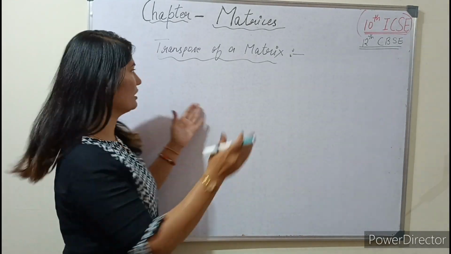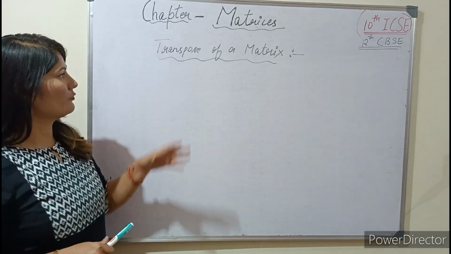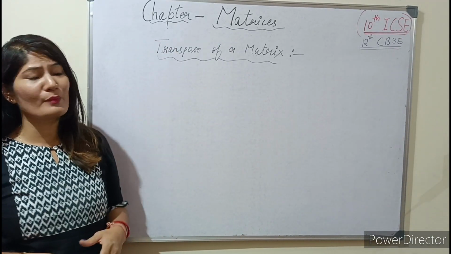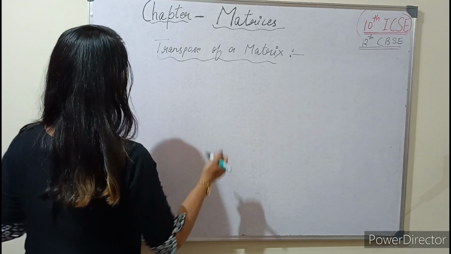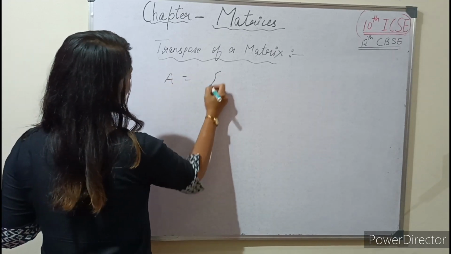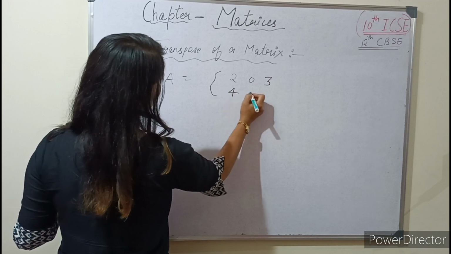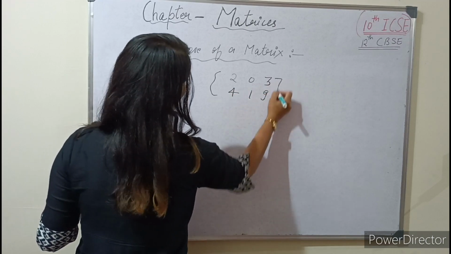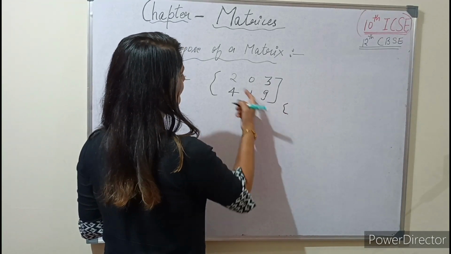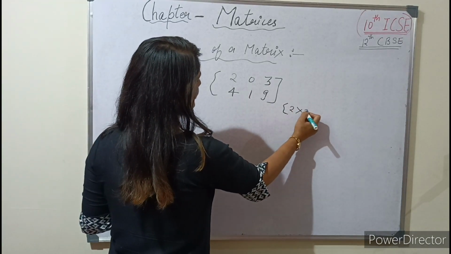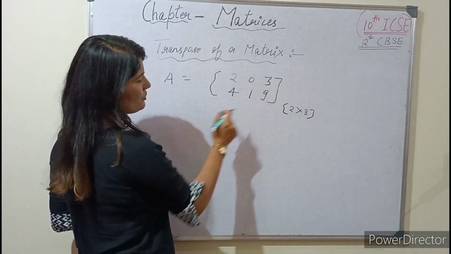Now moving to the last topic, that is the transpose of a matrix. Here you should know how to find the transpose of any given matrix. In this case we will always interchange the rows and columns. For example, if A is a matrix 2, 0, 3, 4, 1 and 9. Suppose A is a matrix of order 2 cross 3, right, because the number of rows is 2 and the number of columns is 3.